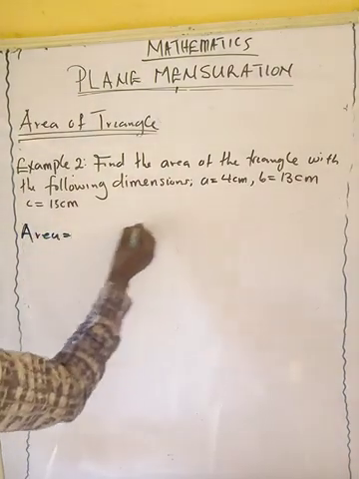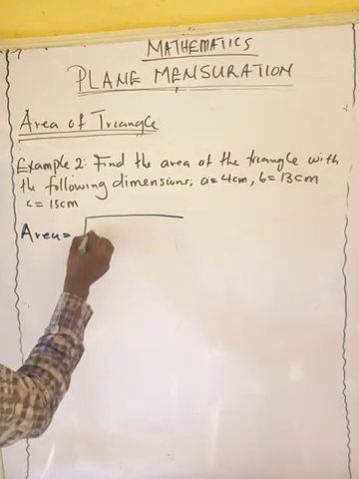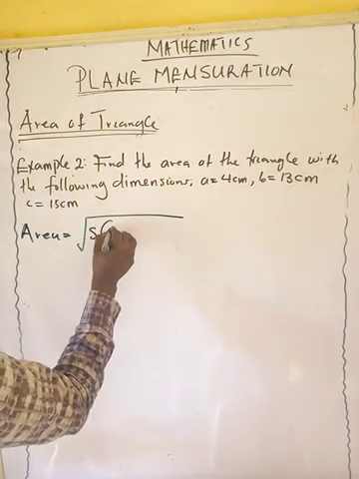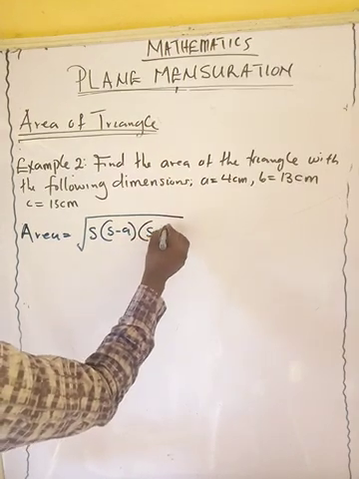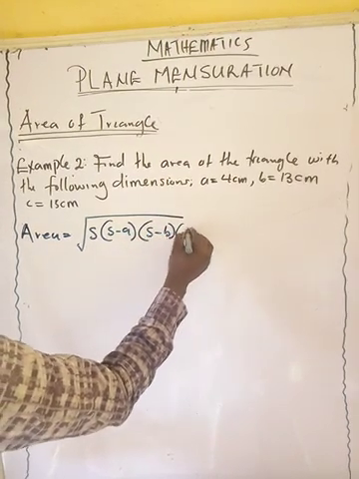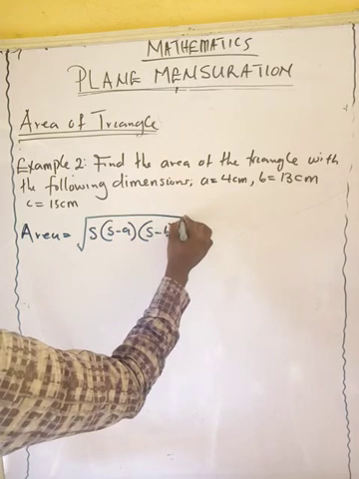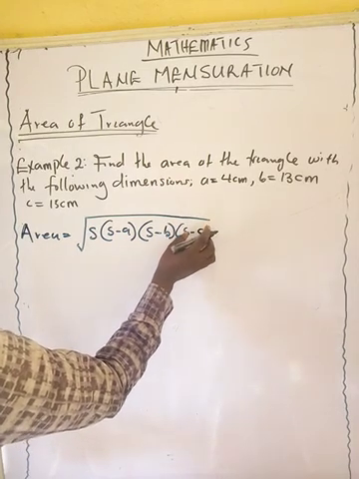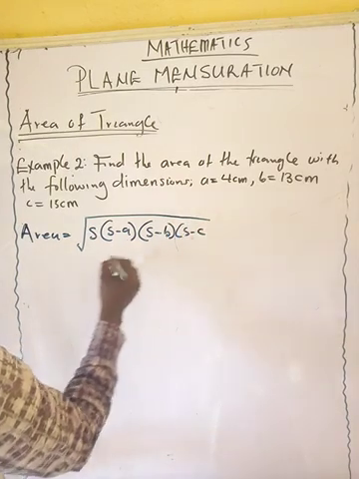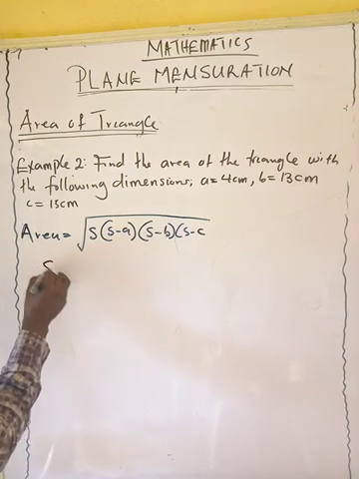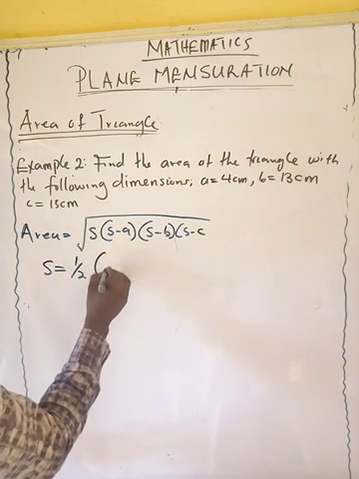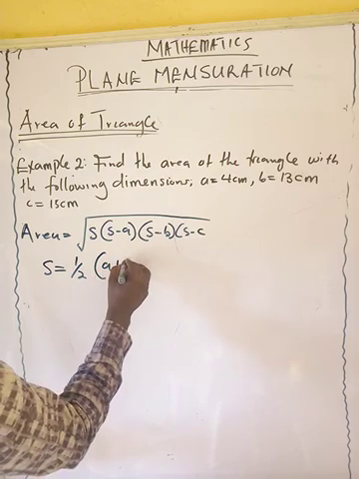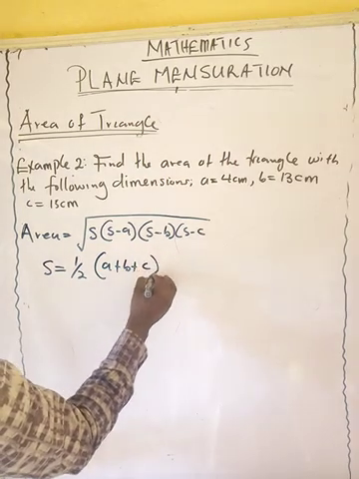Area equals root x bracket of x minus a, x minus b, x minus c, where x equals half of a plus b plus c.